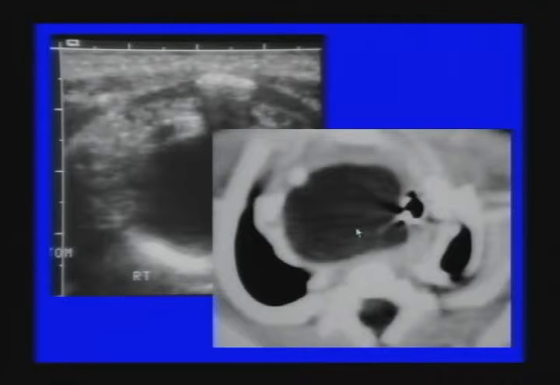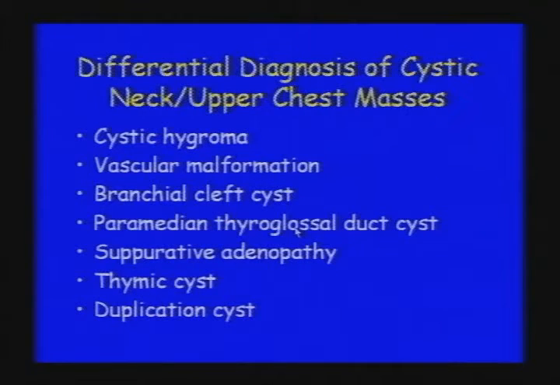At ultrasound, we can see a hypoechoic mass. Here's the sternum up here. And on CT, again, the airway is displaced to the left, and we can see this fluid-filled mass in the superior aspect of the mediastinum.